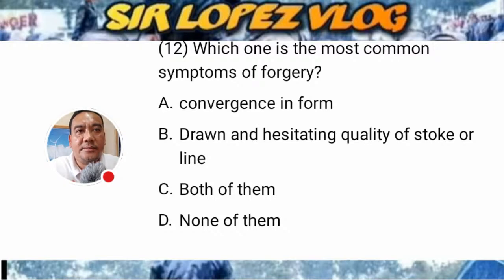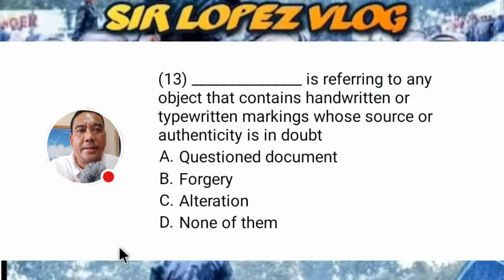Number 13. Blank is referring to any object that contains handwritten or typewritten markings whose source or authenticity is in doubt. A. Question document. B. Forgery. C. Alteration. Or letter D. None of them.